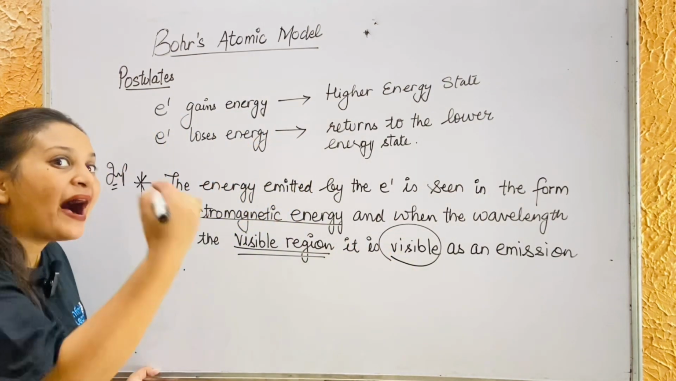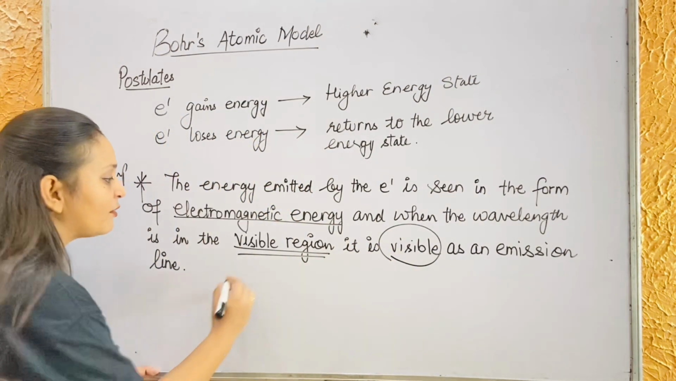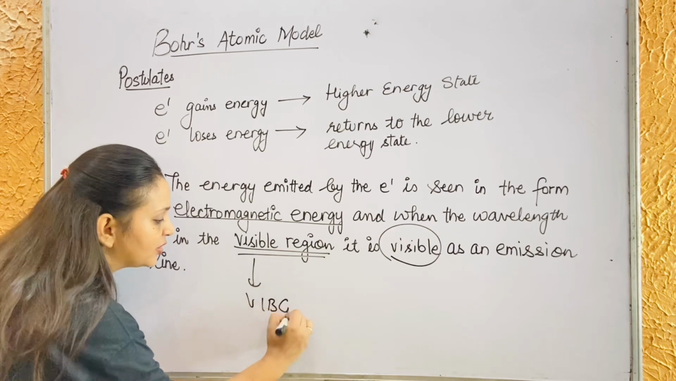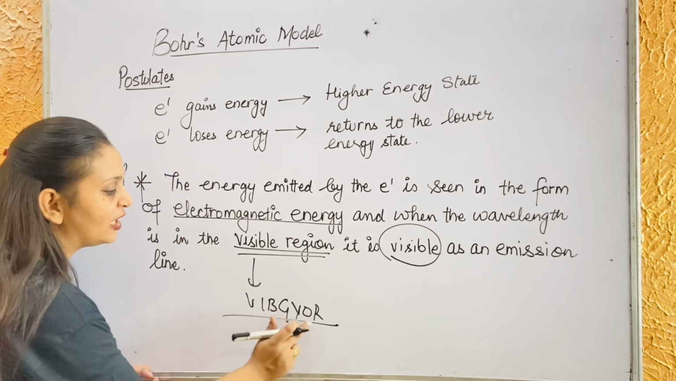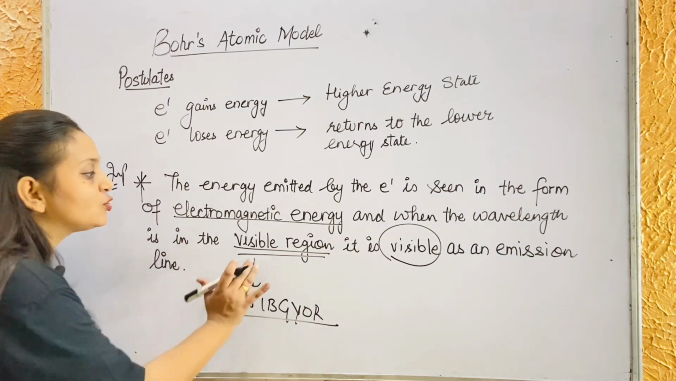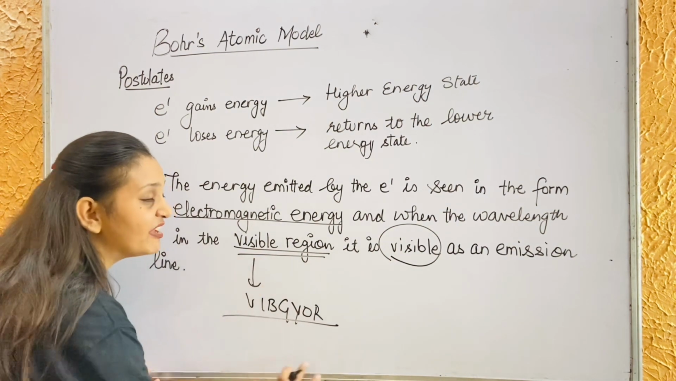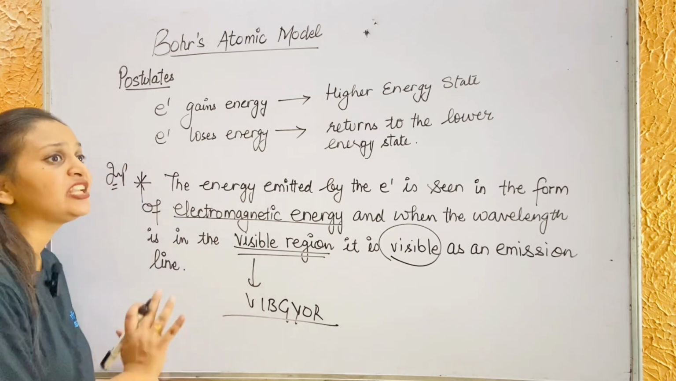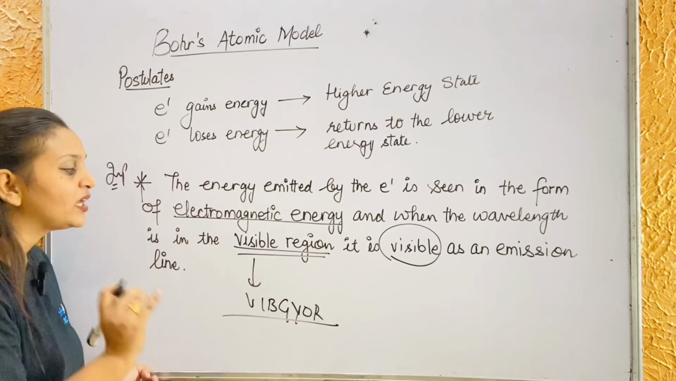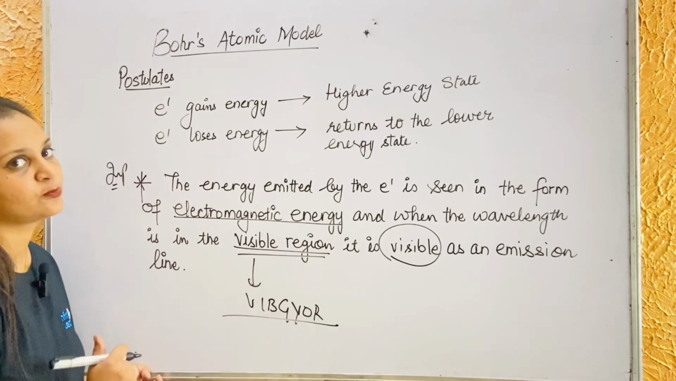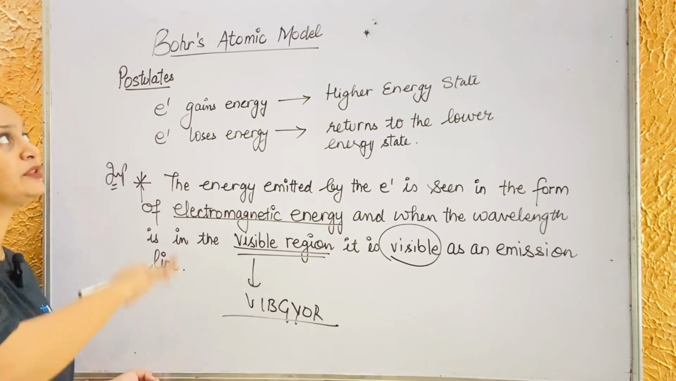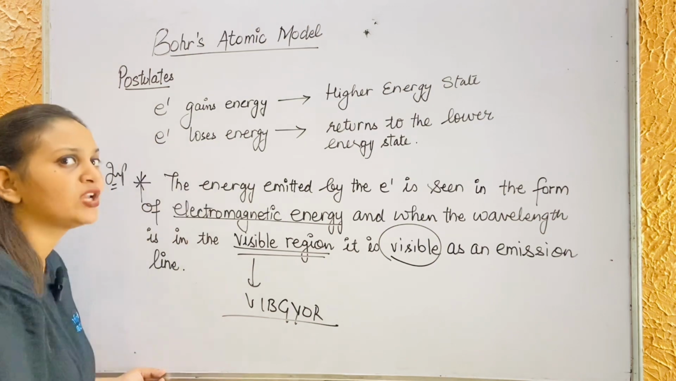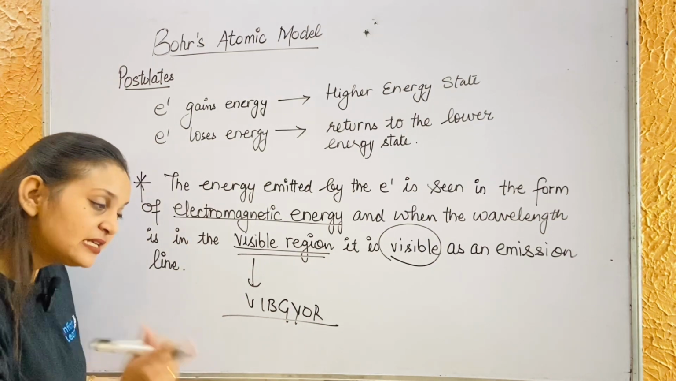And which part of the visible region? These colors: violet, indigo, blue, green, yellow, orange, red. And in the visible region where the wavelength matches, such a color is shown in the emission line spectra. This is very important, and hence it has become the most successful model to explain the line spectra.